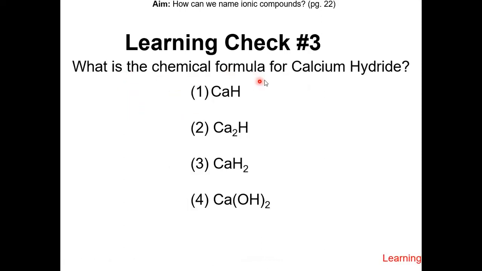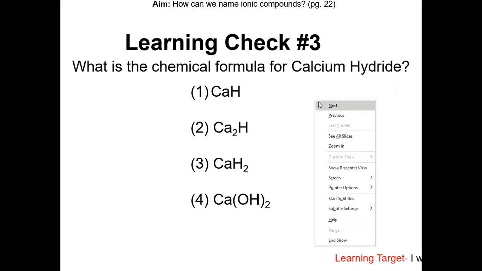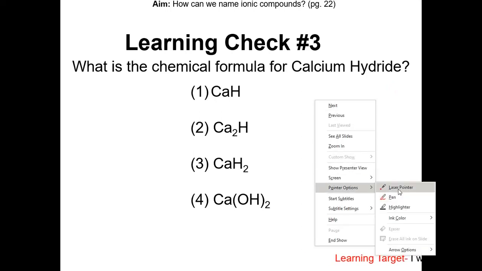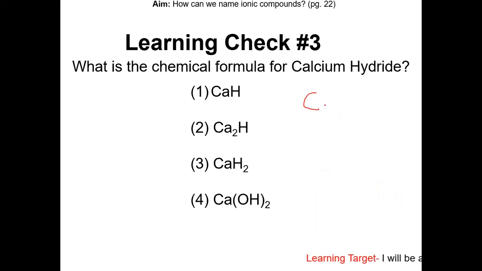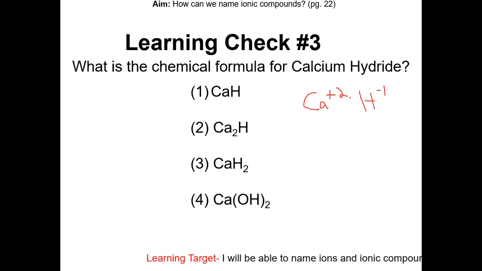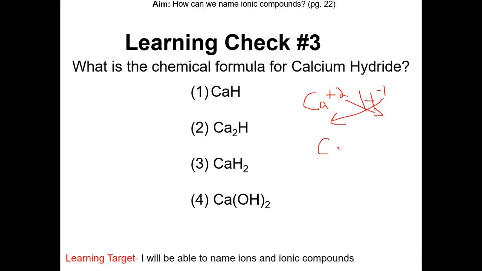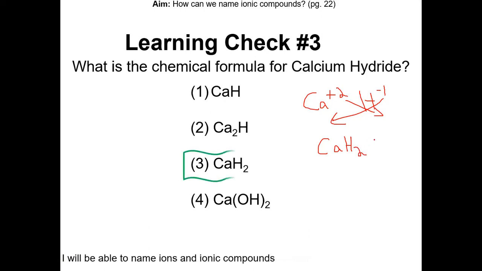What is the chemical formula for calcium hydride? Pause the video and resume once you have the answer. So we know calcium is the metal, and it has a charge of positive 2. Hydride is the nonmetal, and it has a charge of negative 1. So in order to figure out the chemical formula, you have to crisscross the charges. If you do that, you get CaH2. So the answer is choice 3.